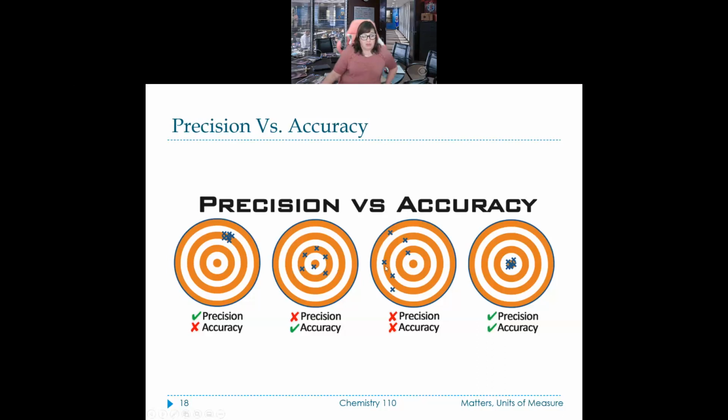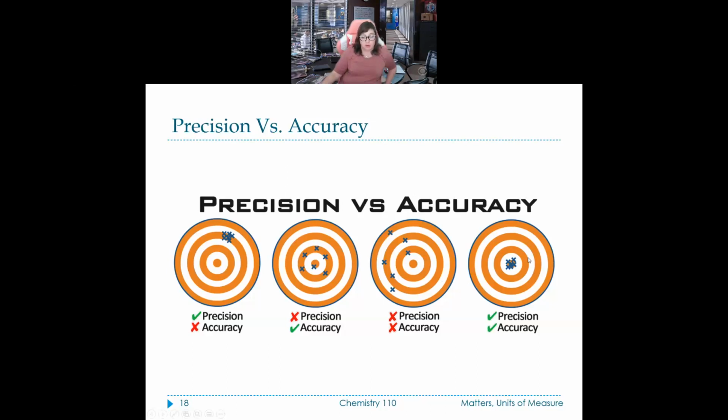We look at this set right here, there is no precision because there's no grouping. There is no accuracy because we're not around that central point. So I have no precision, no repeatability in that measurement, and I have no accuracy. I'm not getting to the actual place I want to be. So the type of measurement that I want.